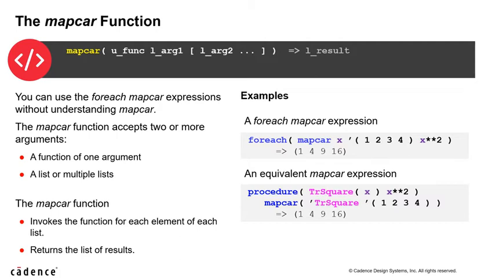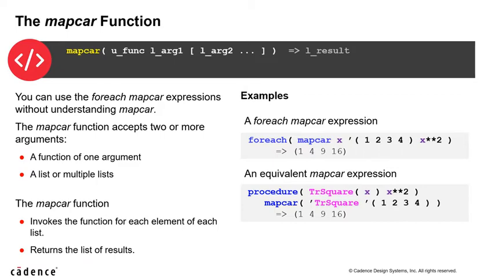Now the mapcar function itself can be used independently of foreach. You can double check the language reference manual to see more details on that. So how the mapcar function works is it accepts two arguments. The first one is a function of one argument, meaning it's the name of a function, and the second one is a list. Now the mapcar function then invokes the function that you supply for each element of the list and returns the list of results.